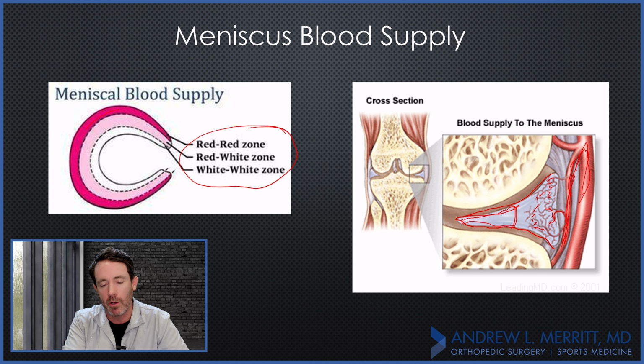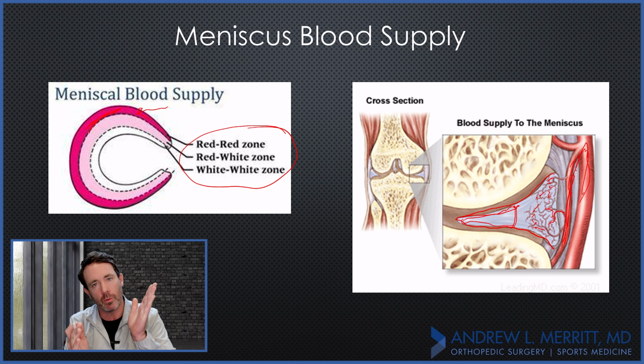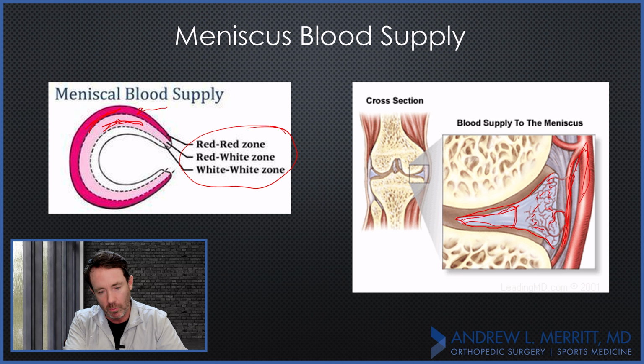Essentially, if you have a tear in the red zone, often those are going to heal nicely because we have blood supply on both the torn side and the side left behind. As you get to the red-white zone, it gets a little bit more tricky because only the back end, the part that's not torn, has blood supply. So getting those to heal becomes a little tricky. And then the white zone, pretty much very little capacity to heal.